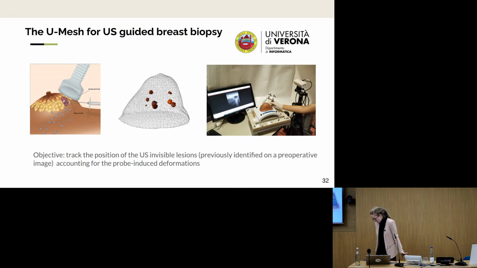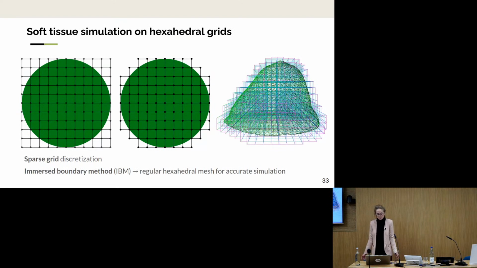So we propose to embed the organ geometry, in this case the green sphere, into a regular grid. The cells that are inside the domain and those overlapping the boundary are kept in order to build a sparse grid discretization. And we combine it to an immersed boundary method that allows for the use of regular hexahedral meshes for accurate simulations. In the image on the right, I show the sparse grid for the breast that we will be using in the following.